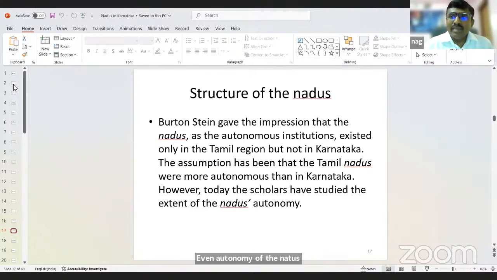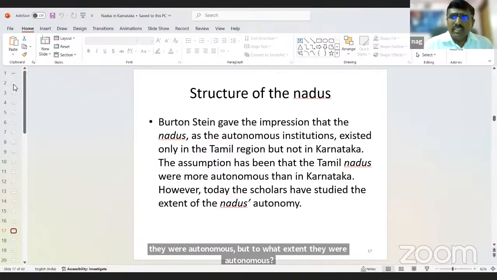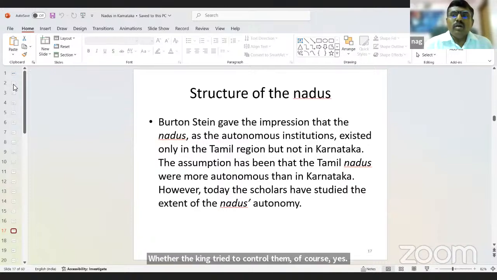So, to what extent were they autonomous? Of course, they were autonomous, but to what extent? Whether the king tried to control them? Of course, yes. So in that case, what is the impact of the nature of the state in the case of the Tamil region is a question.